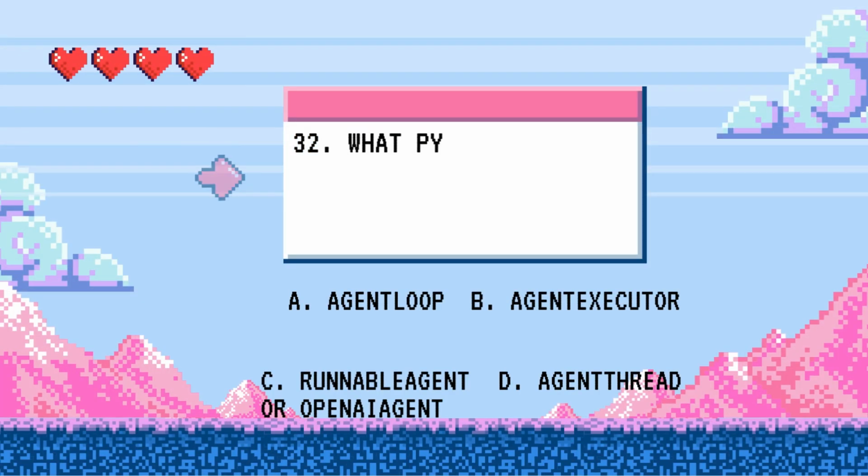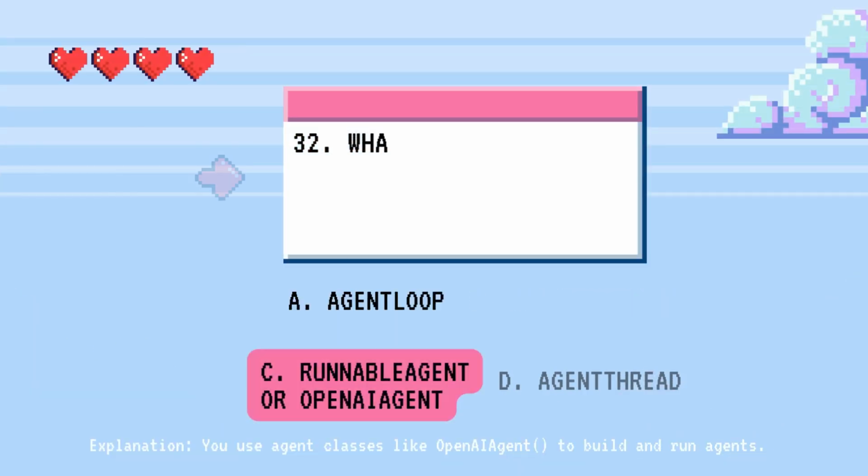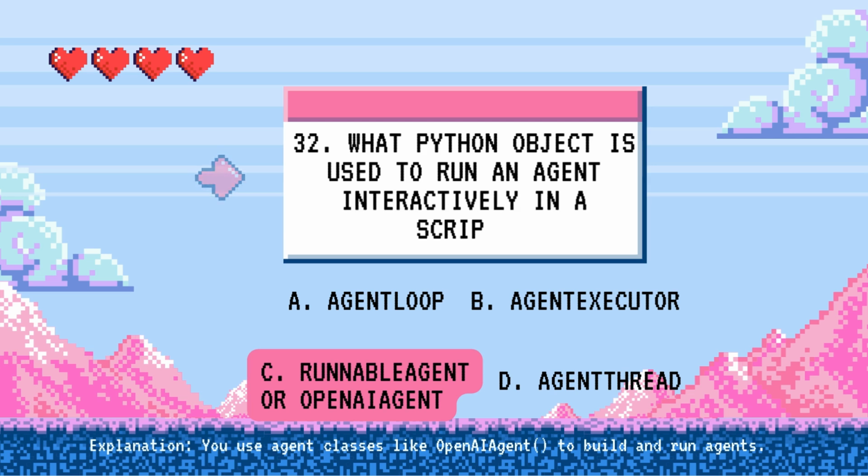32. What Python object is used to run an agent interactively in a script? A. Agent loop. B. Agent executor. C. Runnable agent or OpenAI agent. D. Agent thread. Answer: C. Explanation: You use agent classes like OpenAI agent to build and run agents.